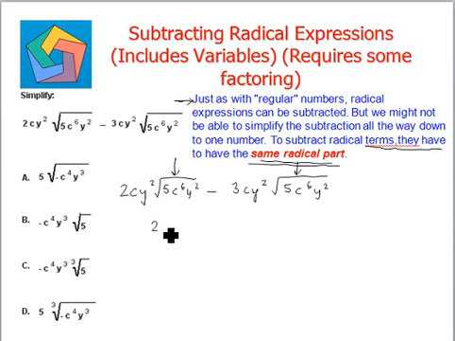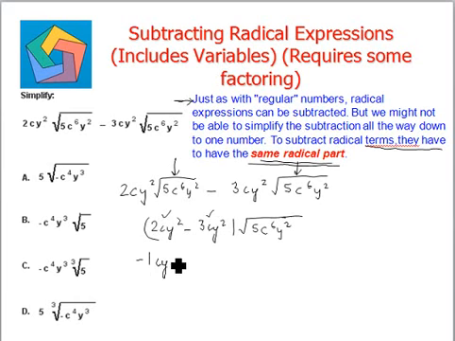So we have 2cy squared minus 3cy squared in parentheses, and outside we have the radical of 5c6y squared. Now these two are again like terms, can be subtracted. So 2 minus 3 is a negative 1cy squared, and inside the radical we have 5c6y squared. This can be written as 5 times c squared times c squared times c squared times y squared.